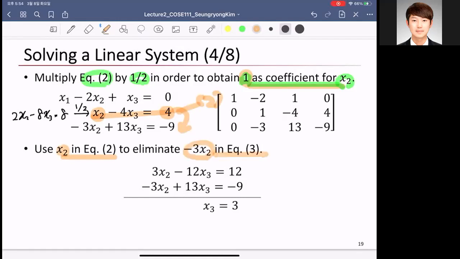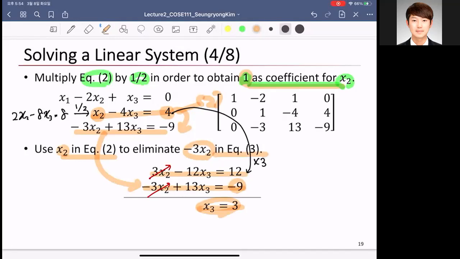So here, by multiplying by 3, we have 3x2 minus 12x3 is equal to 12, and the original third equation was -3x2, 13x3, which is equal to -9. Then by just adding these two terms, the coefficient of x2 is going to be 0. Then we just achieve x3 is equal to 3. The equation x3 is equal to 3, right?